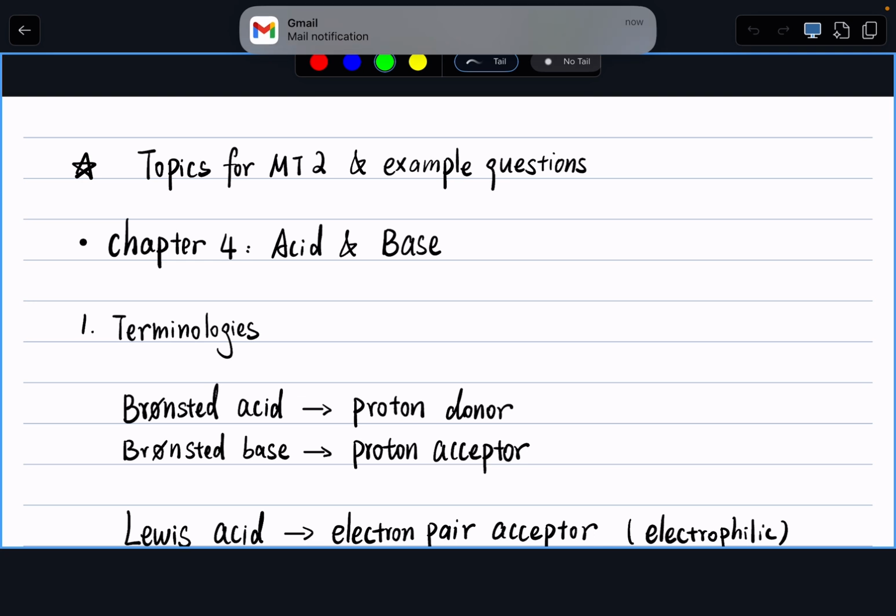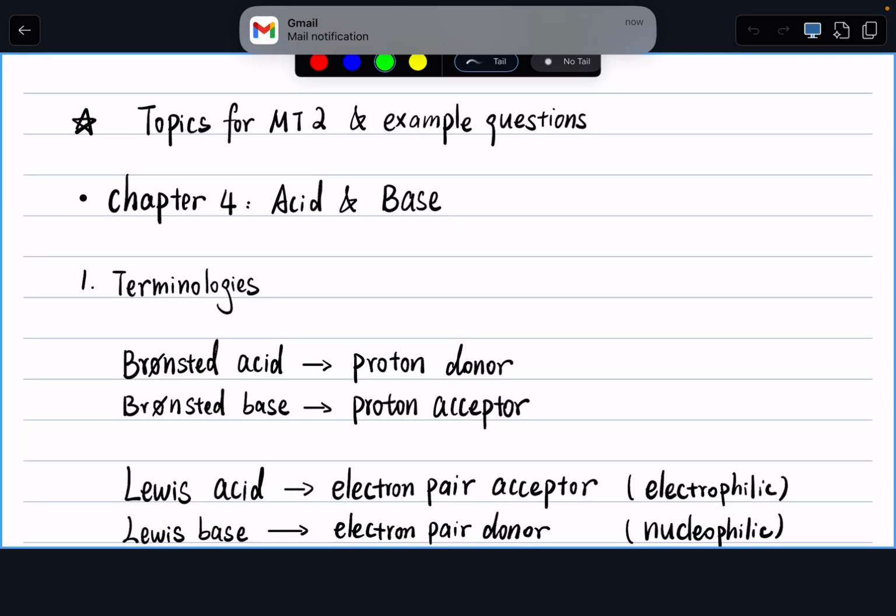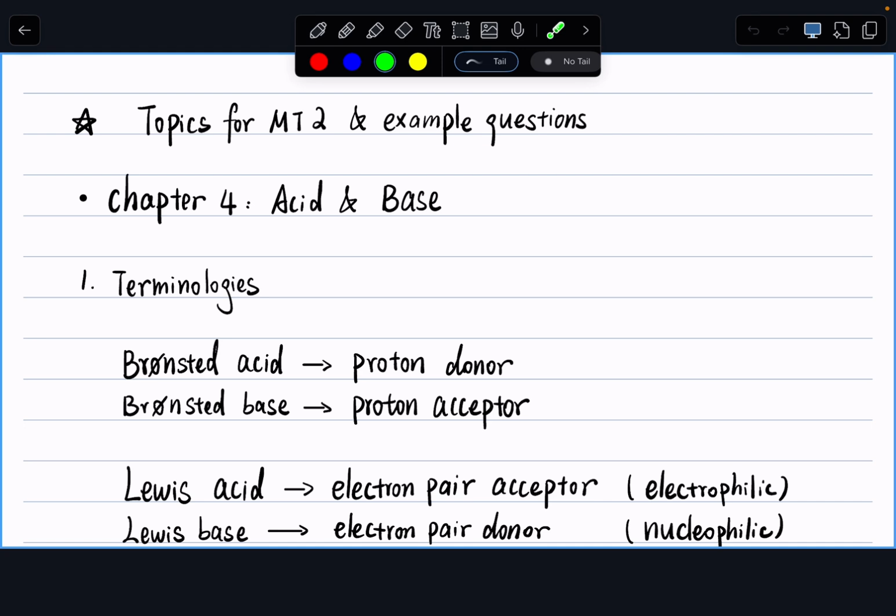And hopefully we'll have time to do some example questions together. If not, you can always refer to the annotated notes for the example questions, all right? So let's get started. The acid-base chemistry has been a while, so I think this might be a good opportunity for us to review what's been discussed.